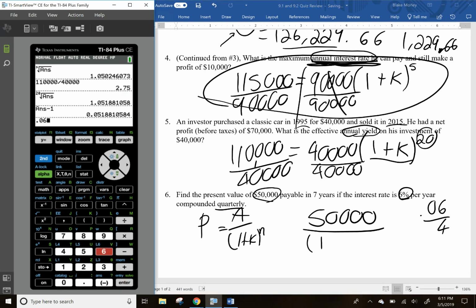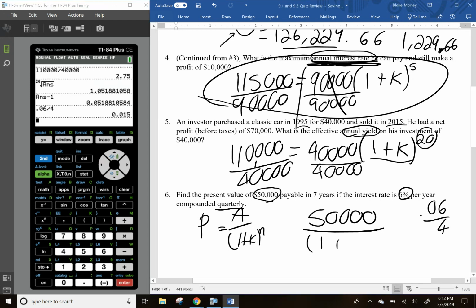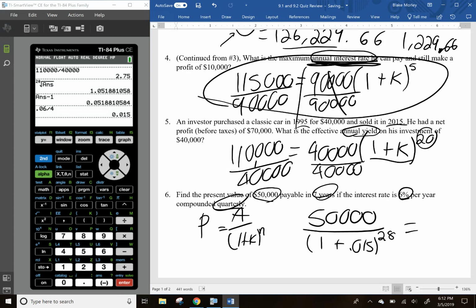So 0.06 divided by 4 makes the K value 0.015, so 1 plus 0.015 to the n power. It's 7 years compounded 4 times a year, so 4 times 7 means it's compounded 28 times. So that is our formula. Now we just have to plug it in the calculator.